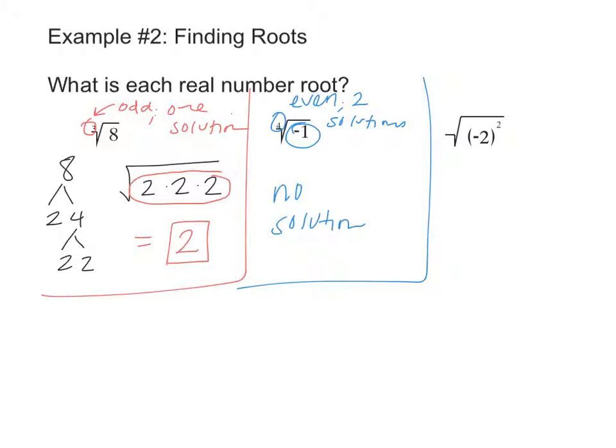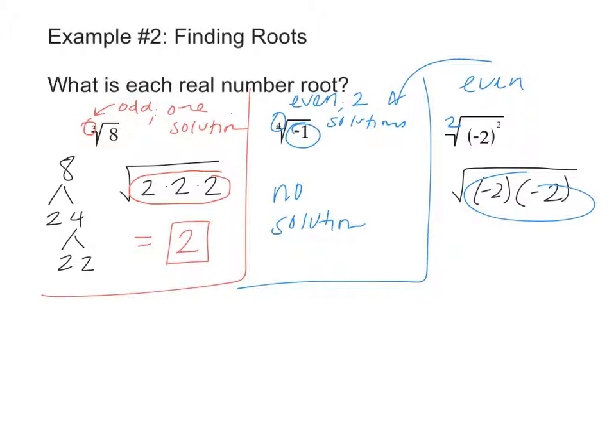And last, this one's a pretty interesting setup. It's basically telling you that negative 2 is written here twice. Its power, though it's not written, is a 2, which makes it even, which again means that it has 2 solutions. But in this case, we only have the 1 solution. And so if I take a pair out, we're going to get negative 2.